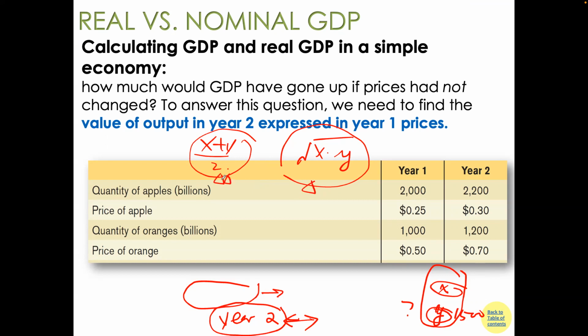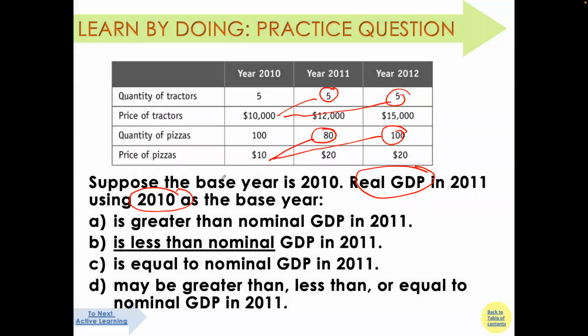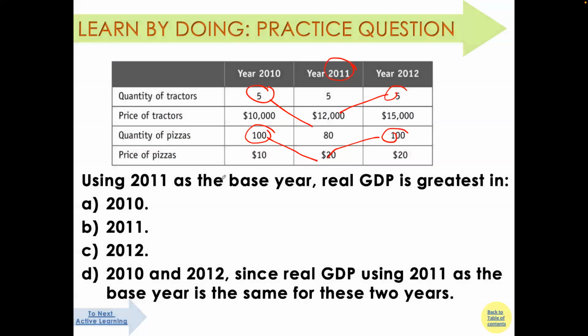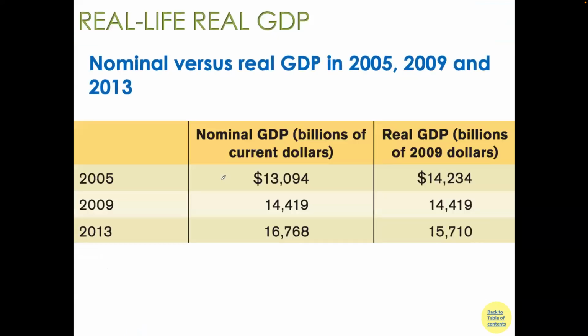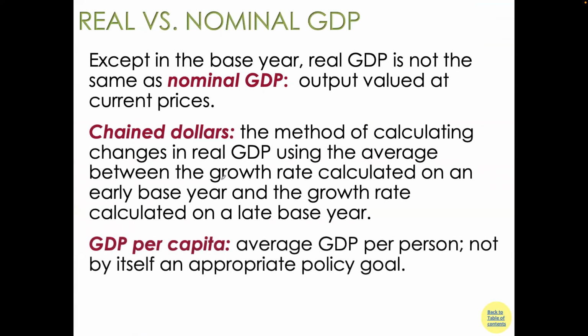To summarize, we have looked at nominal GDP and real GDP. In the next class, we're going to finish these slides first and go to the next chapter. Essentially we're going to talk about price level.